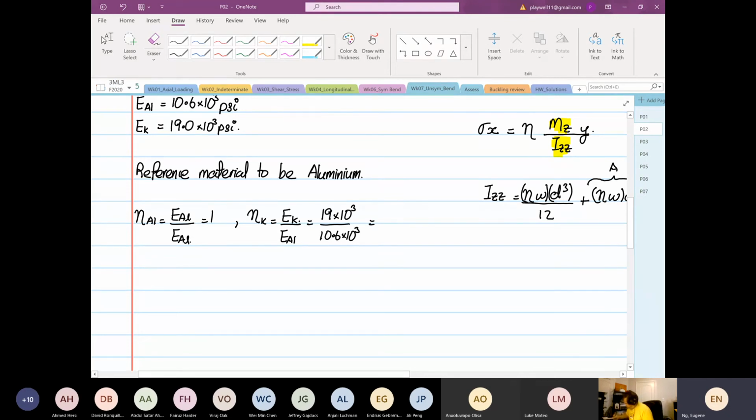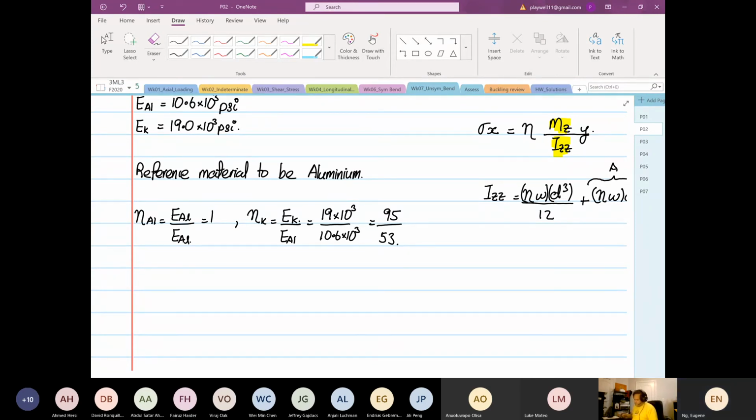So you can write this out as 95 over 53. Use your calculator, you can get this value: 19 divided by 10.6, and you just press your calculator's inverse fraction key. You get 95 over 53.